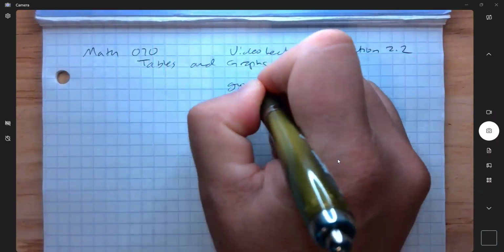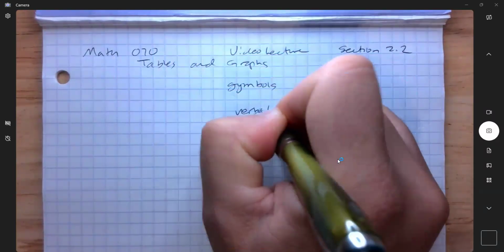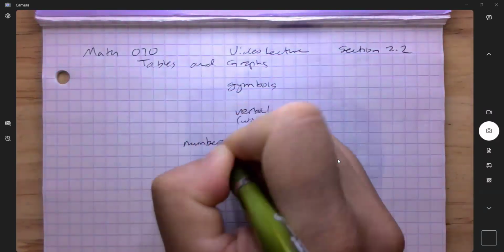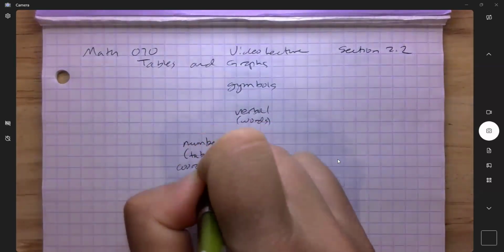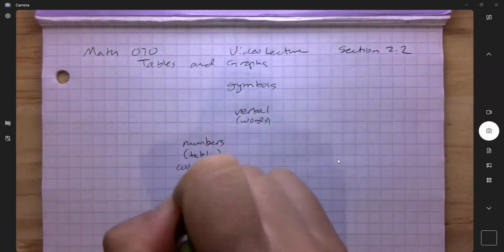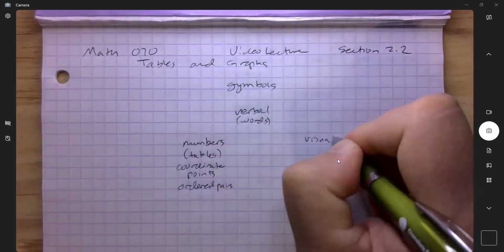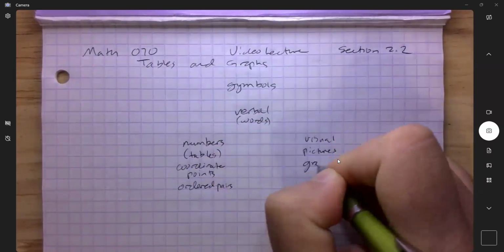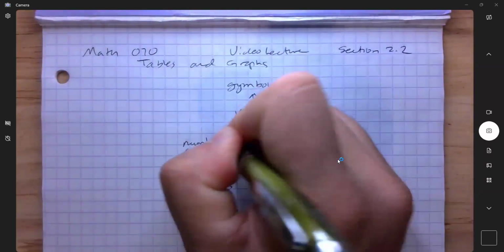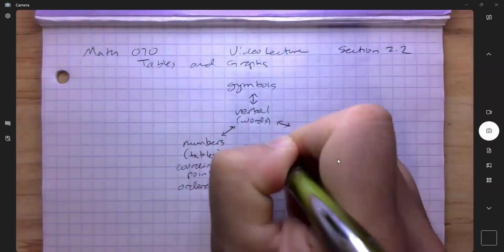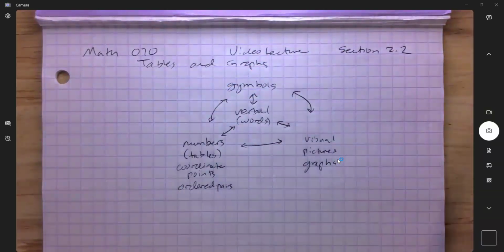So let me remind you of the four representations of mathematical ideas. Numbers are often represented as tables, but they can also be coordinate points or ordered pairs, and so we're going to see that. And the visual can be pictures, but especially in algebra, it's often graphs. Each of these representations can be turned into a different representation, which can be helpful when we ask and answer questions about mathematical ideas.